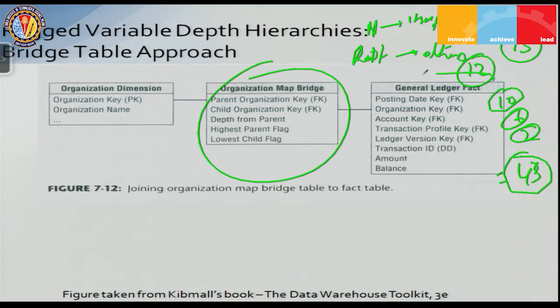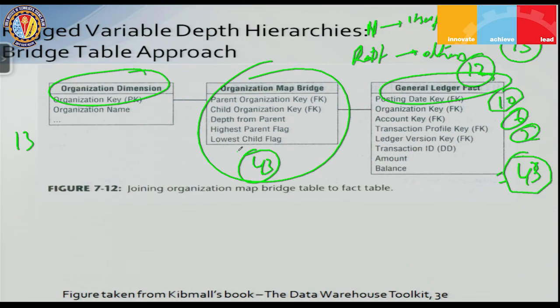You can see this is any fact table which requires this rolling up, and then we have the organization dimension. All the 13 organizations are listed here, and in this hierarchical roll-up there are 43 records. So this is how it looks, and you can see that the number of records in the bridge table would not be very high. It depends on the structure of the tree, of course, but it is never too high. So this is how we model ragged variable depth hierarchies using a bridge table.